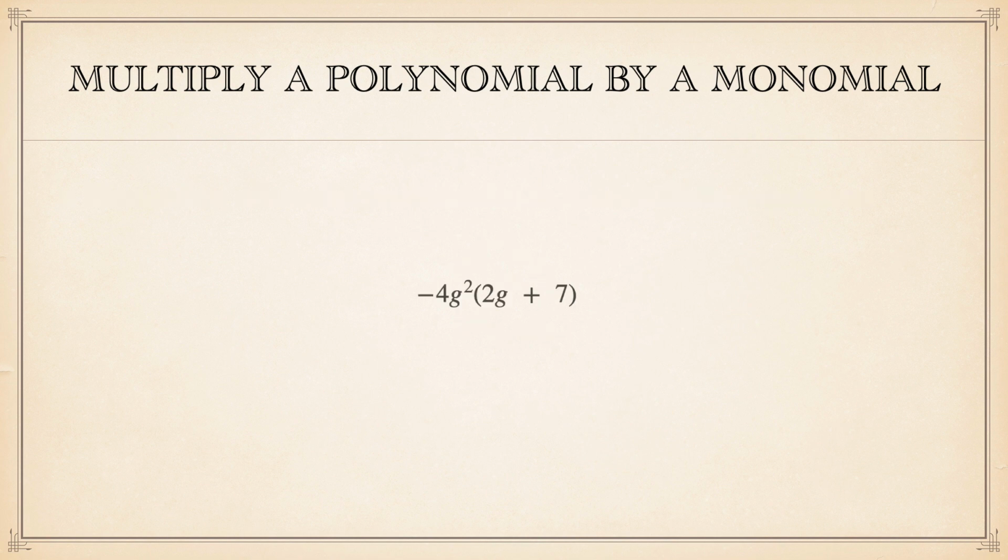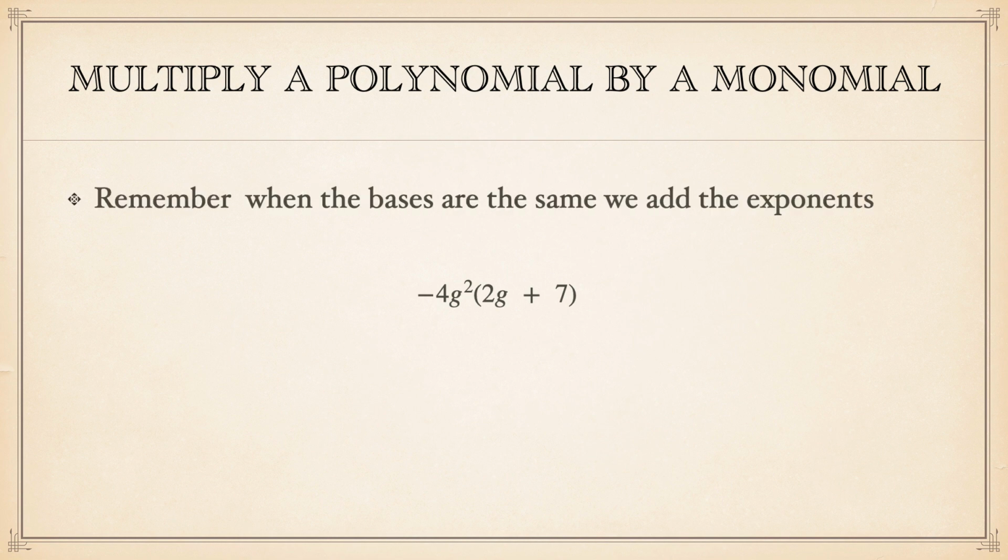All right, so let's make it a little harder because this is review. So I have here a negative 4g squared, times a quantity of 2g plus 7. And this is number 6 if you're following along on your paper. So I have here negative 4g squared. I'm going to do that whole thing times 2g, okay? And I do negative 4g squared times 7.